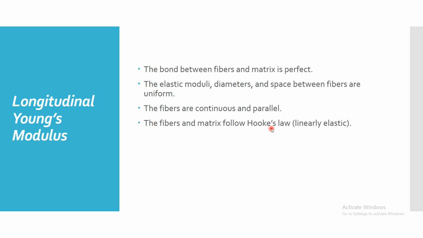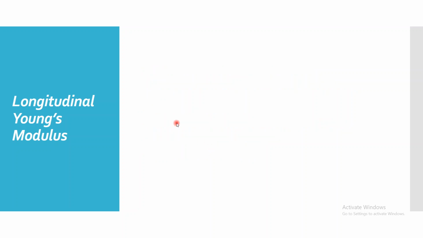Next, the fibers as well as the matrix will obey Hooke's law. Okay, and the fibers possess uniform strength. So that is, each fiber should possess the uniform strength. And next one is the composite is free of voids. So if voids are present, then this derivation is no longer valid. Okay. So by considering all these factors, let us look into the derivation part.